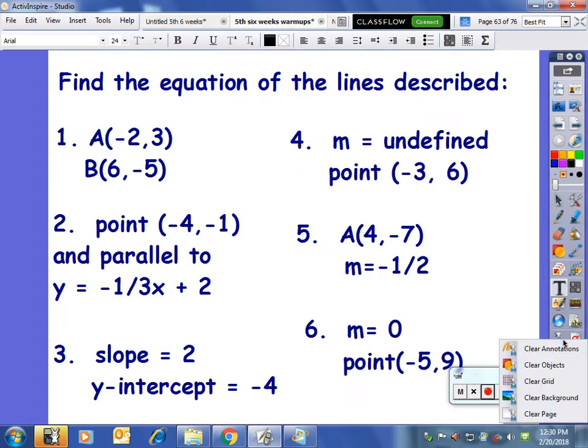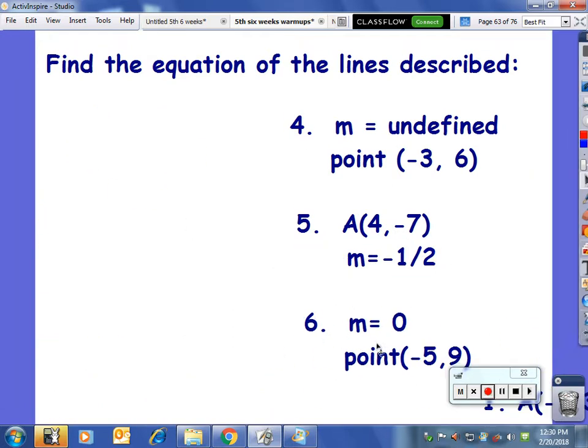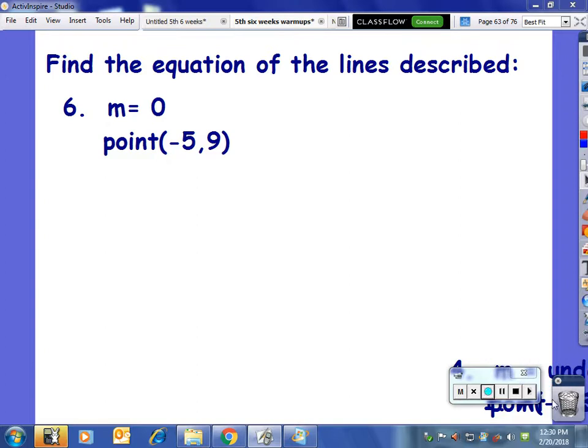All right, now let's try one that's a little trickier. How about this? All right, what kind of line is this? All lines are straight. Who said straight? It is a horizontal line.